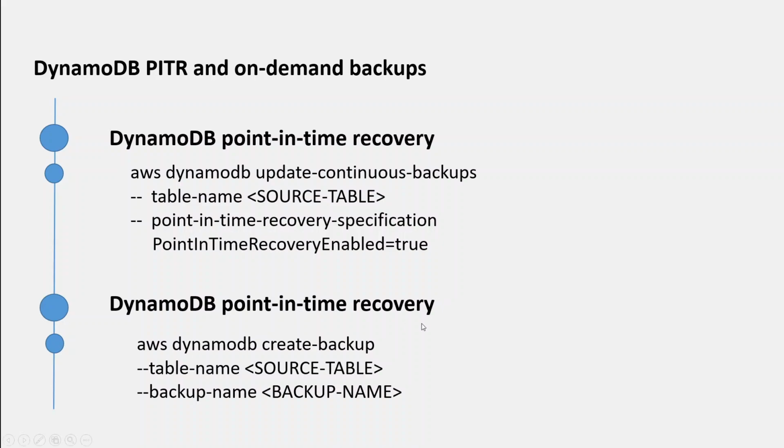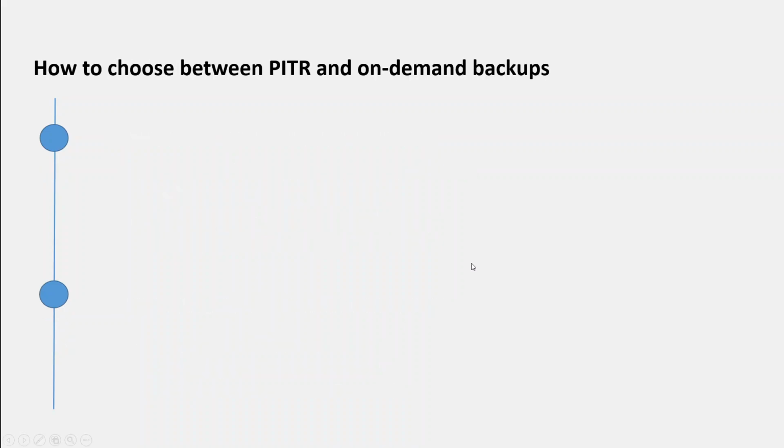Okay, so now how can you choose what to use, whether you should be using PITR or on-demand backups? Let's consider a few different DynamoDB workloads, and on the basis of those, you can choose as per your own use case.